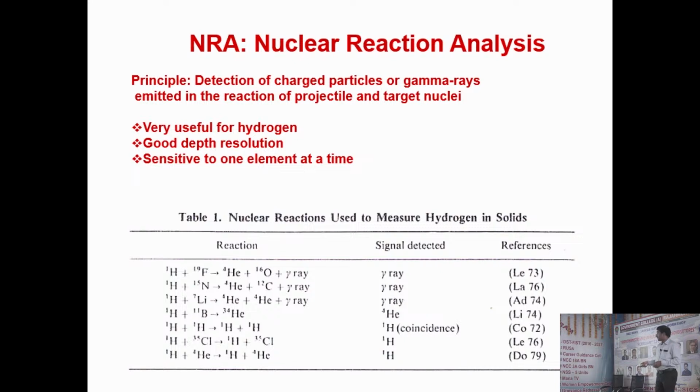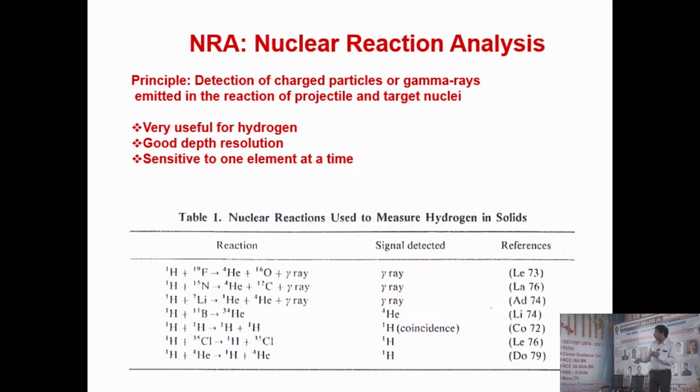The main principle is this: for hydrogen, if you take fluorine-19 as the projectile, the reaction forms helium-4 and oxygen-16 plus a gamma ray, but every reaction has some resonance energy. Now you accelerate fluorine-19 to a particular energy, and when you are bombarding, it first loses some energy until it reaches the resonance energy, and then it will undergo the reaction.